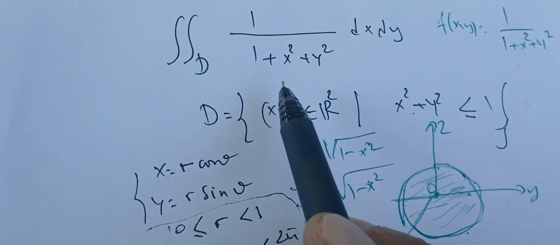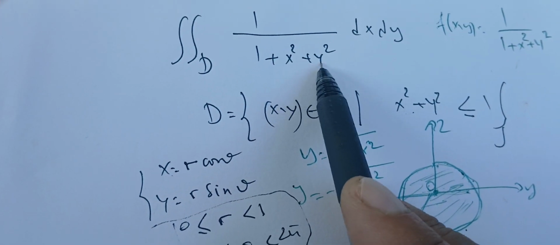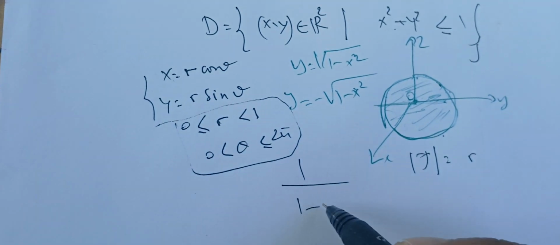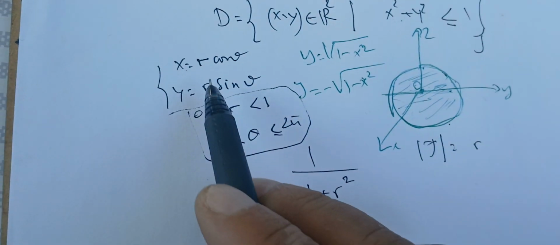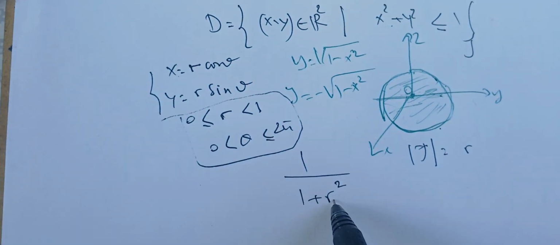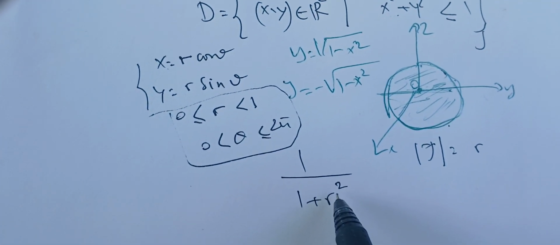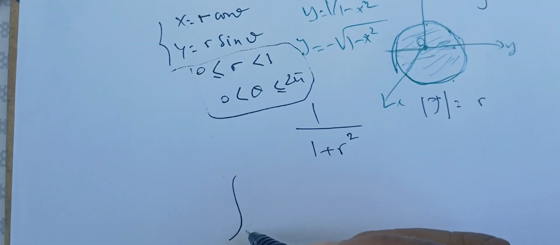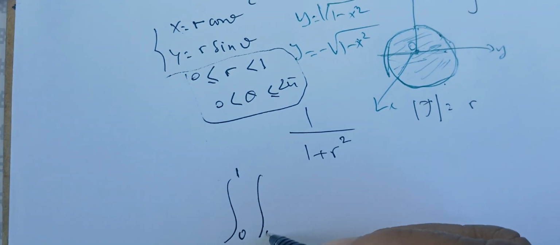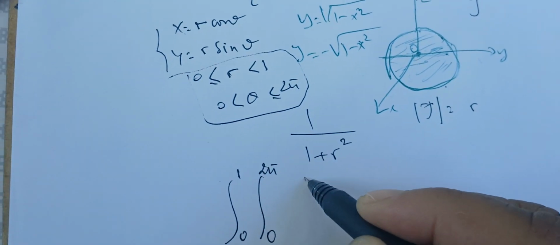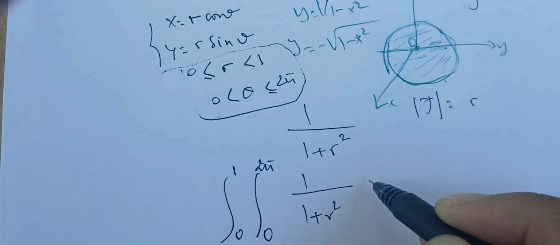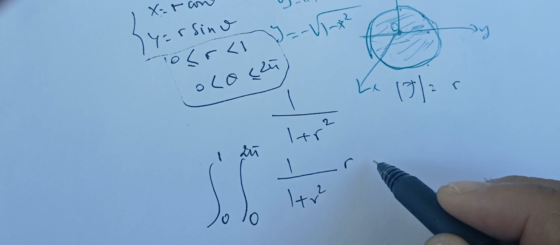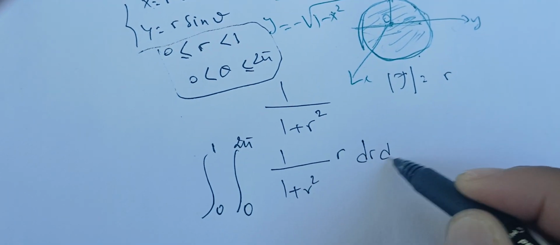When we do that, we're also going to change the function. In this case, our function will be 1 over 1 plus r squared, because x squared plus y squared is equal to r squared. Therefore my integral will be the integral between 0 and 1 and 0 to 2 pi of 1 over 1 plus r squared, times the Jacobian r, and dx dy becomes dr d theta.